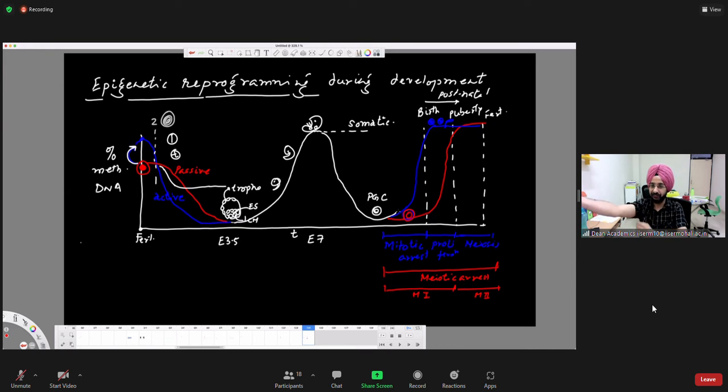Okay, so everything is cleaned up in PGCs, and imprinting is established during this time, just at the onset of meiosis. Okay, just at the onset of meiosis. If somebody asks you when the imprinting is established, it is at the onset of meiosis. So the male will be here, right?